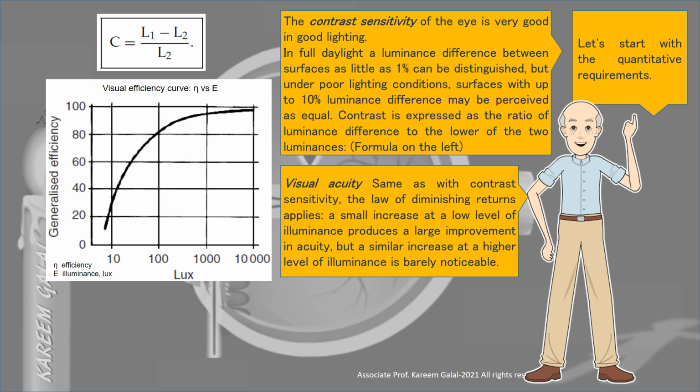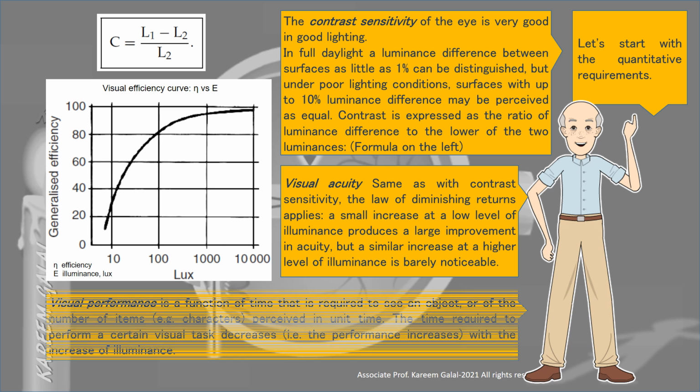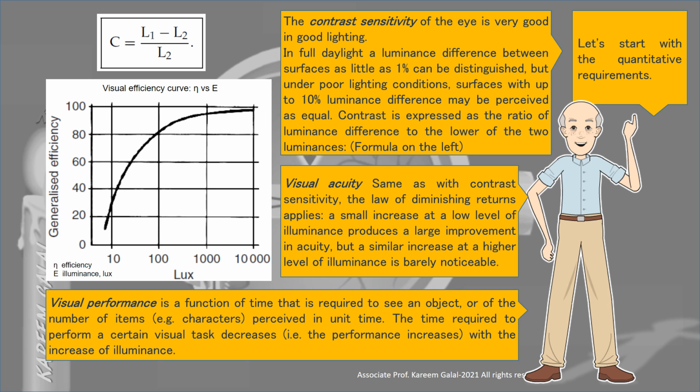Visual acuity: same as with contrast sensitivity, the law of diminishing returns applies. A small increase at a low level of illuminance produces a large improvement in acuity, but a similar increase at a higher level of illuminance is barely noticeable. Visual performance is a function of time that is required to see an object, or of the number of items perceived in unit time. The time required to perform a certain visual task decreases with the increase of illuminance.